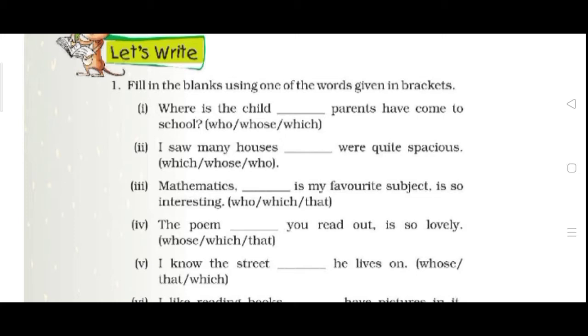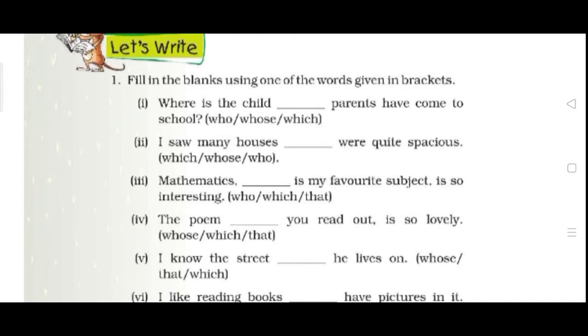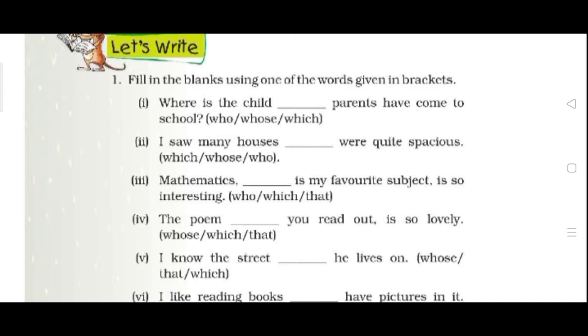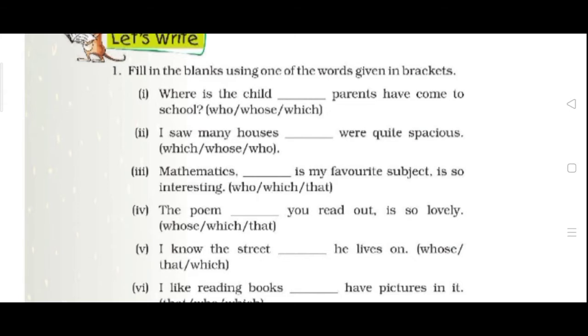See, my dear students, who and whose you can use to refer to human beings. So see here, if you want to put the right relative pronoun, you should look at the word before the dash and after the dash. Here they have given the word child, and after the dash they have given the word parents. So both are human beings. So in this place you should not use the word which.